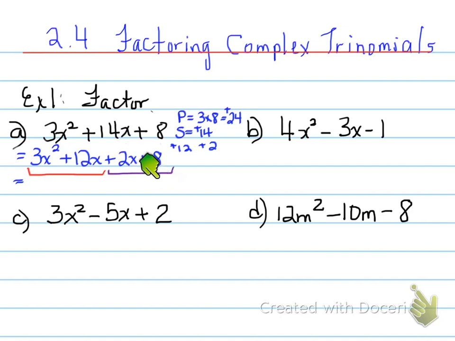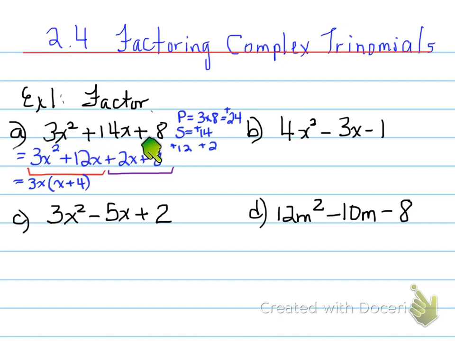So basically, if I was to cover that up, ignoring the piece, just looking at the red, 3x squared plus 12x, what I want to do here is common factor. How am I going to common factor? Well, what number can I take out of 3x squared and 12x? Yes, that's right, 3x can be taken out. What's left when we take out 3x? Well, we're going to be left with x plus 4.